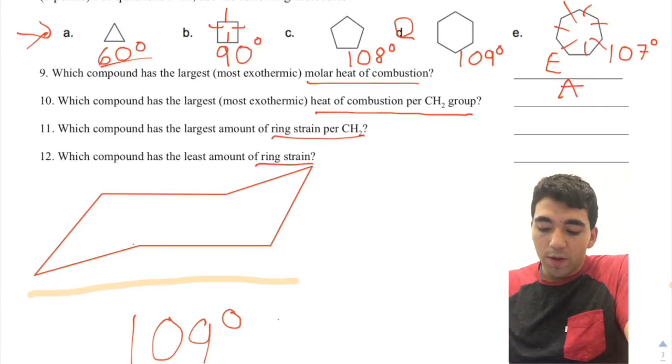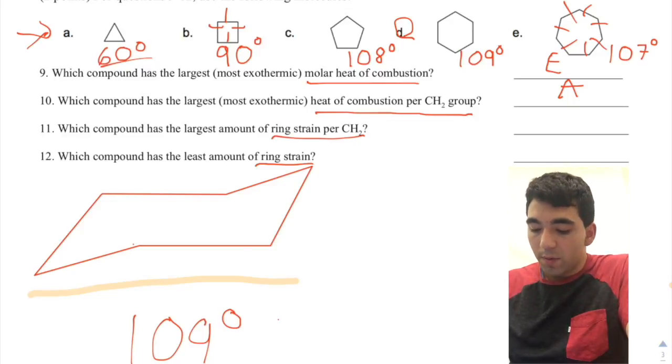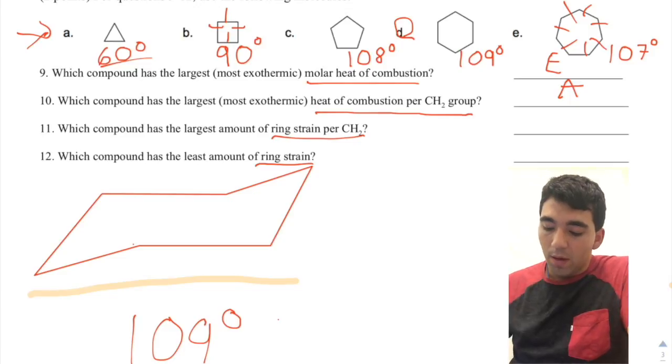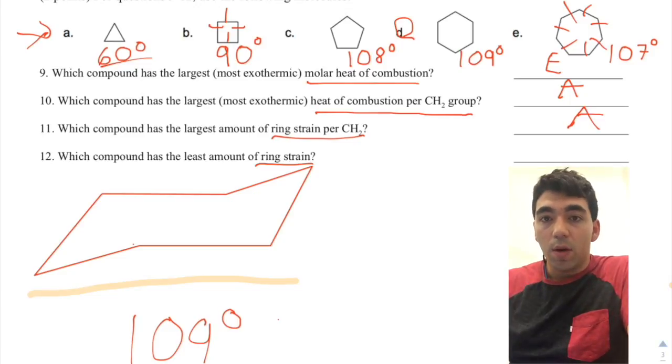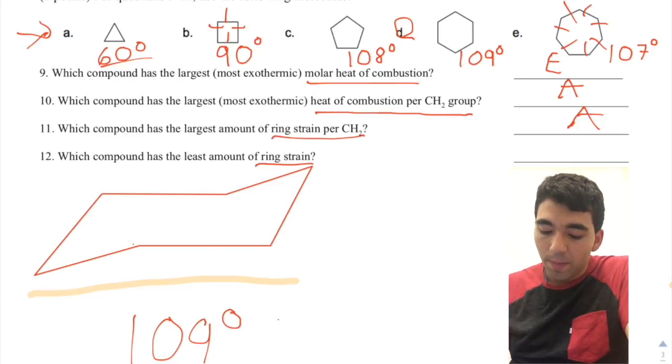Now we want to know the largest amount of ring strain. That builds off of 10. We, again, since it's so few membered rings, it only has 3 carbons, it's going to be A again. That's because, again, the bonds are a lot more unstable than usual, so each one has a lot more energy when you break it. It has a lot more strain because it's so different from this ideal.